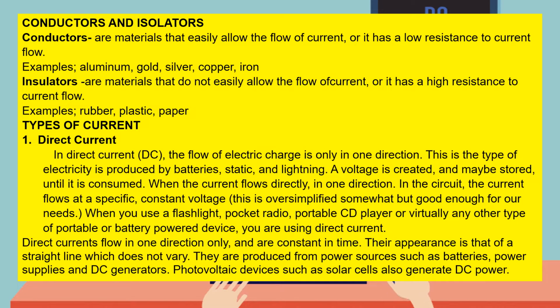This is oversimplified somewhat but good enough for our needs. When you use a flashlight, pocket radio, portable CD player, or virtually any other type of portable or battery-powered device, you are using direct current. Direct currents flow in one direction only and are constant in time. Their appearance is that of a straight line which does not vary. They are produced from power sources such as batteries, power supplies, and DC generators. Photovoltaic devices such as solar cells also generate DC power.